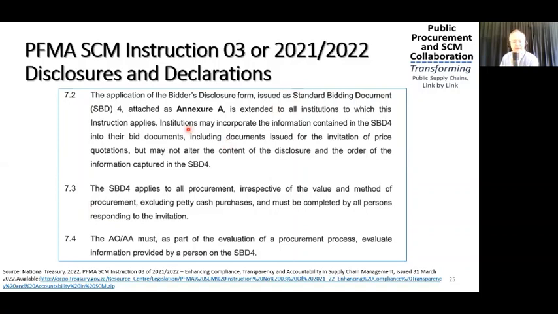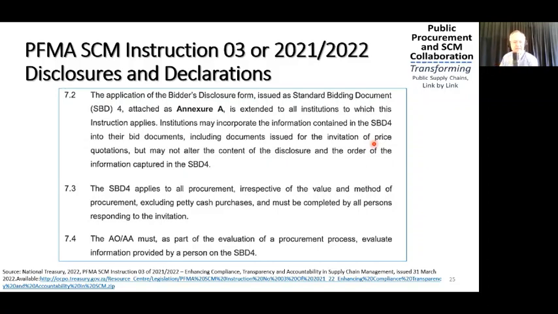Institutions may incorporate the information contained in SBD4 into their bid documents, including documents issued for the invitation of price quotations, but may not alter the content of the disclosure and the order of information captured in the SBD4. It says "may", so it's giving you discretion: you may incorporate SBD4, but if you do incorporate SBD4, you may not alter the content of it.